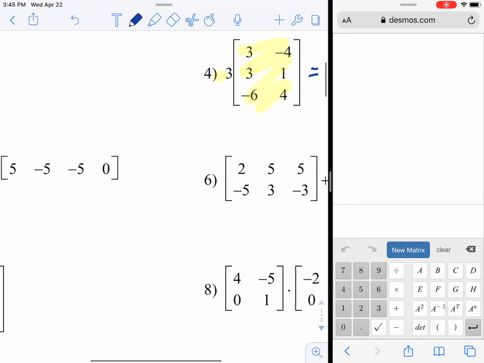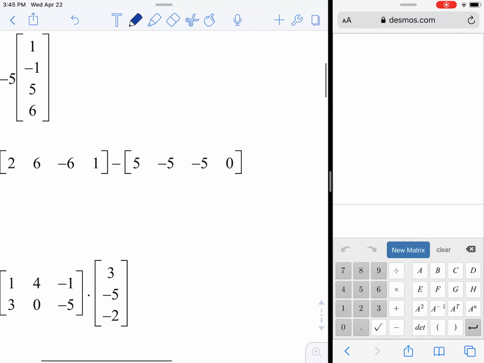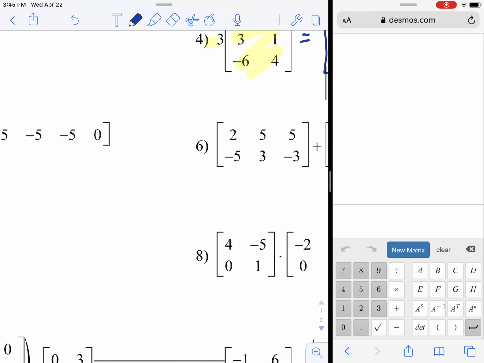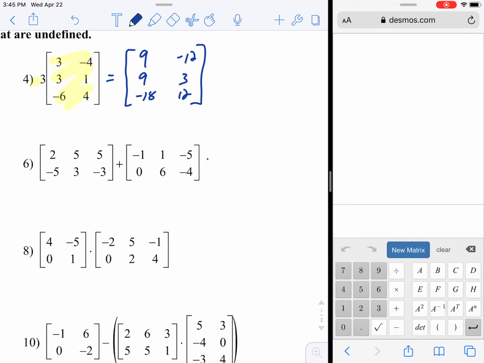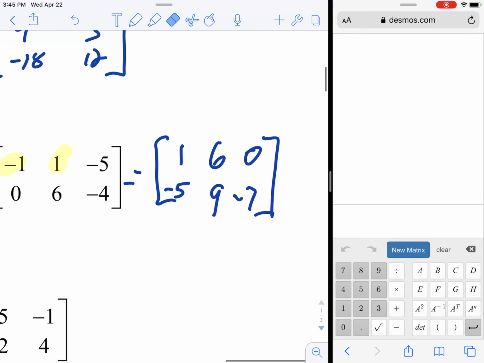So scalar multiplication, pretty easy. Same thing for addition and subtraction. Now I don't have one of each for you to do. I have 1 addition, 1 subtraction. I'll do the addition, you do the subtraction. But again, you can use a calculator. You probably don't need to. So 2 plus -1 is 1. 5 plus 1 is 6. 5 plus -5 is 0. -5 plus 0 is -5. 3 plus 6 is 9, and -3 plus -4 is -7. And that's it. Again, you know me, can't have anything that looks neat and tidy.